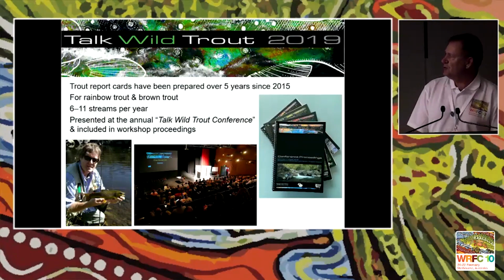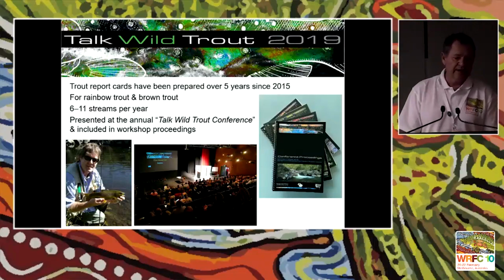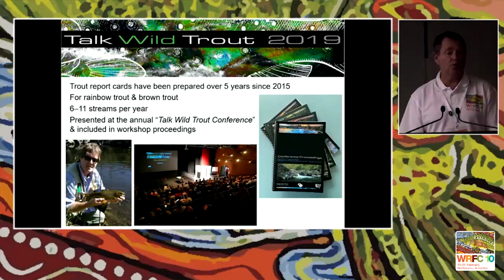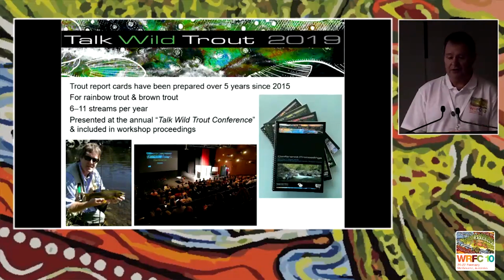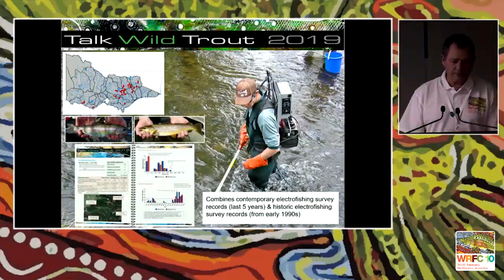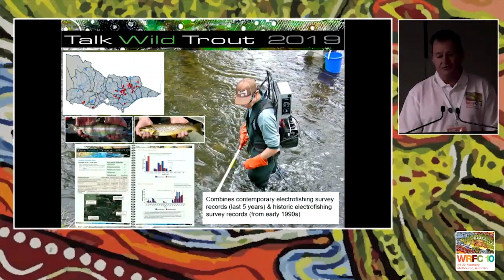The wild trout fisheries reports started as part of our wild trout fisheries conferences, and over a period of about 5 years we generated reports on an annual basis, and we presented the results at our annual Talk Wild Trout conference. We focused on rainbow trout and brown trout, and you can see up on the next slide where we've been fishing. Usually about 6 to 11 streams a year. We collect data by electrofishing, a standardised survey method in the streams that we looked at.